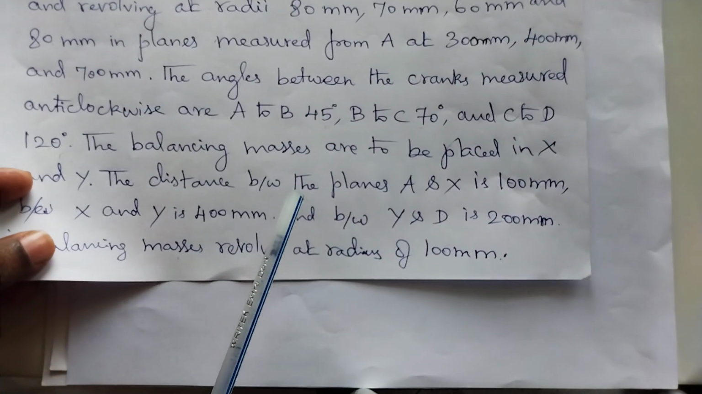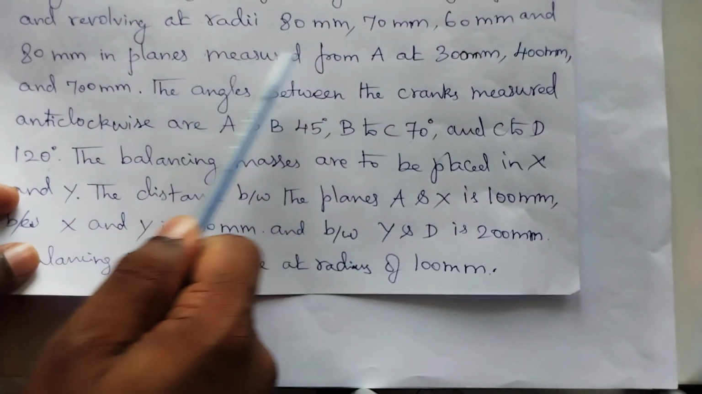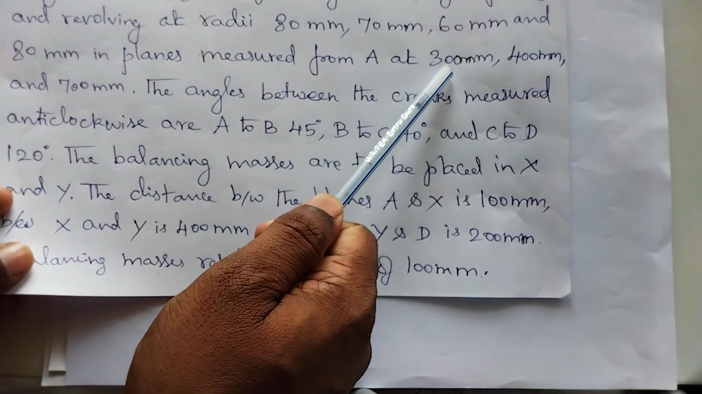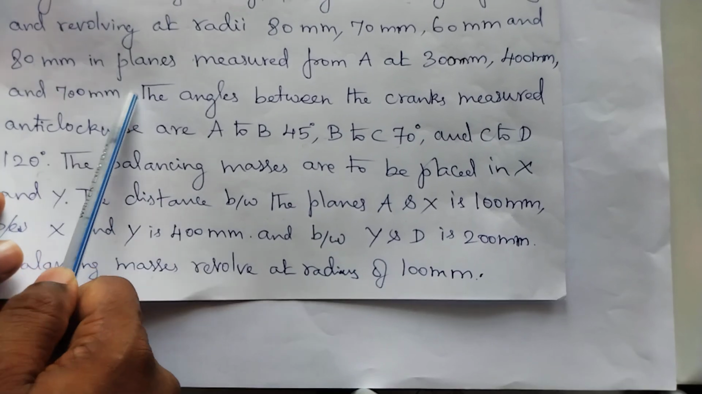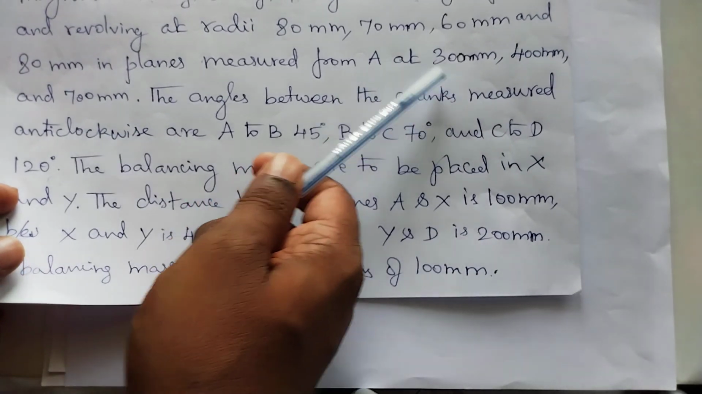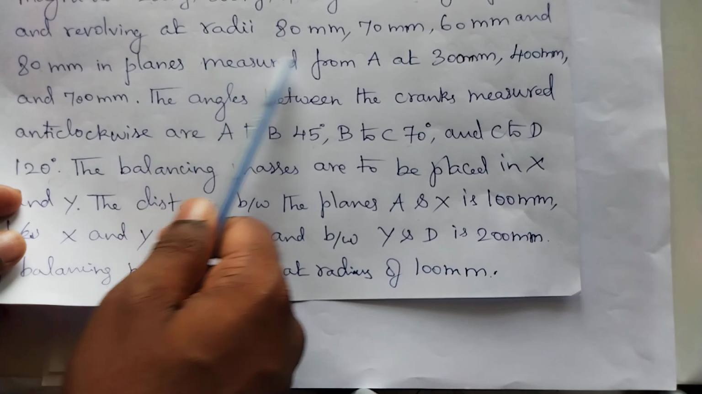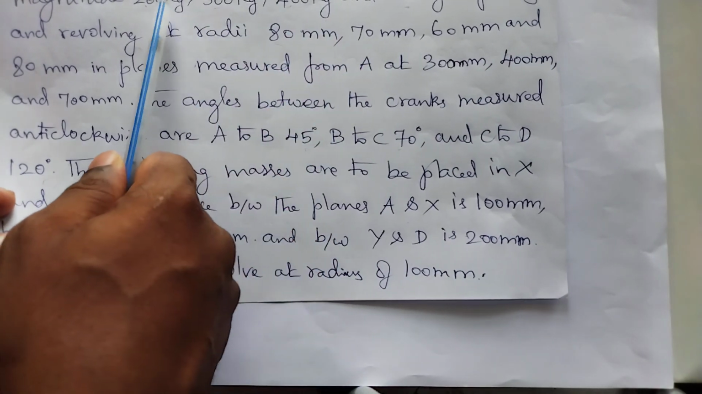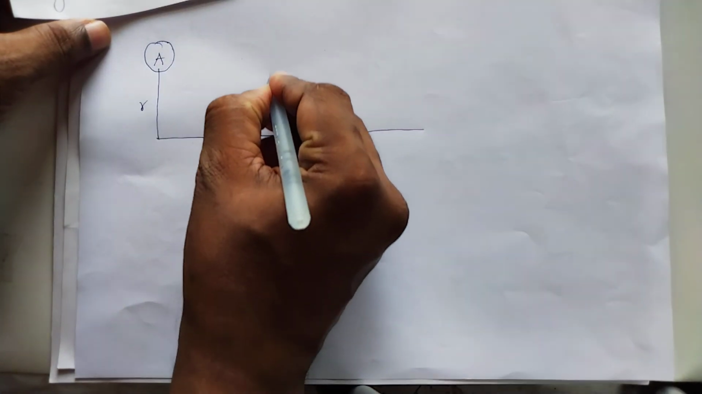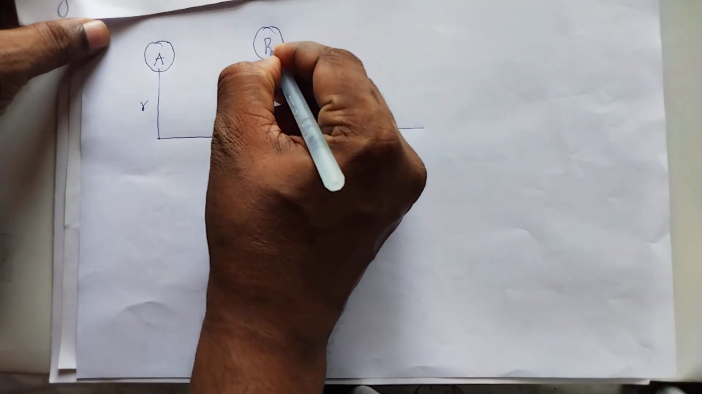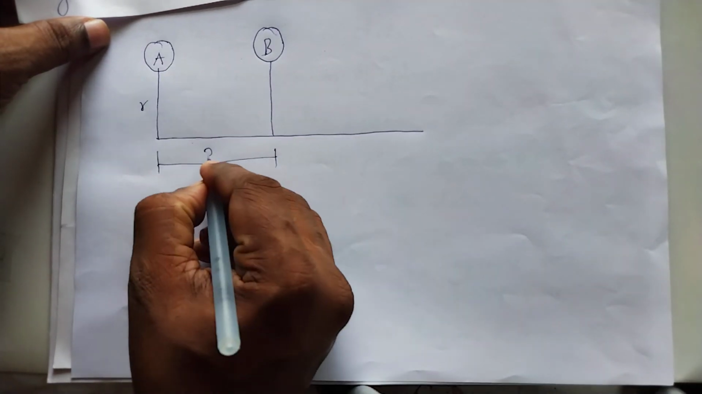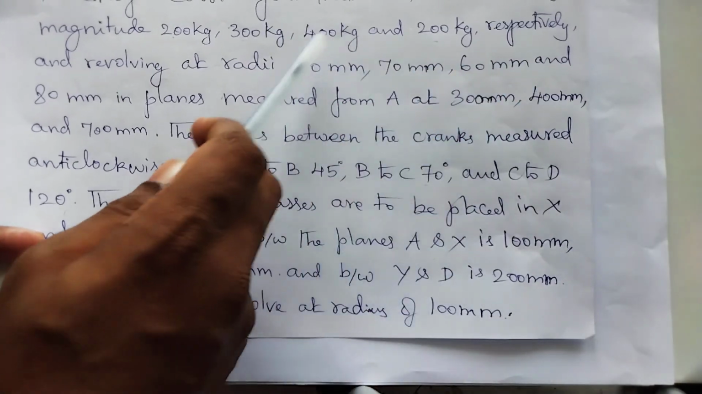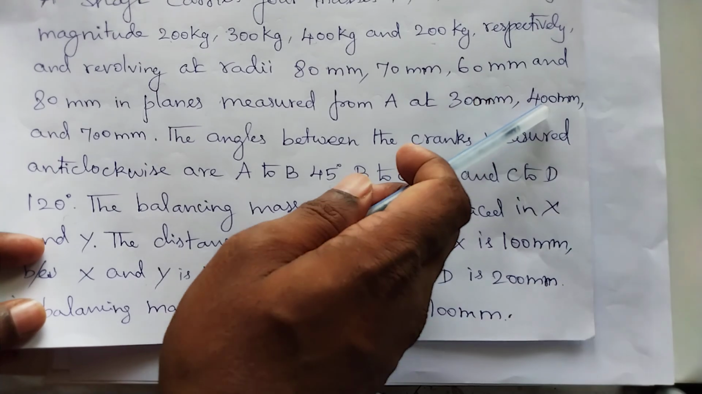At the same time you can see the distances between the masses, measured from A at 300 mm, 400 mm and 700 mm. So you have to position the masses. You can see 200 is drawn as A, then the second mass B is at a distance of 300 mm, so the distance between these two is 300. Then B to C, the distance is 400.